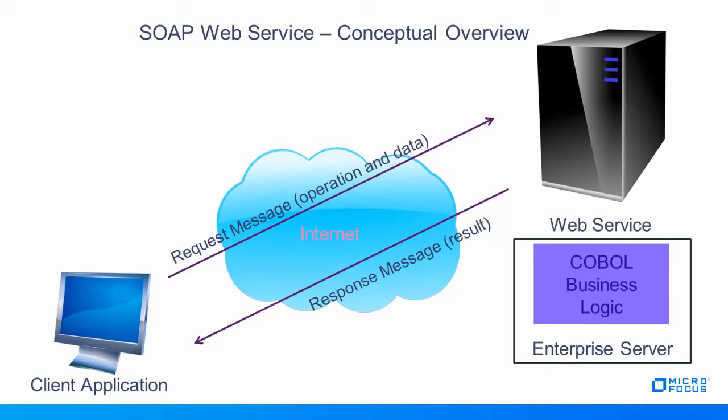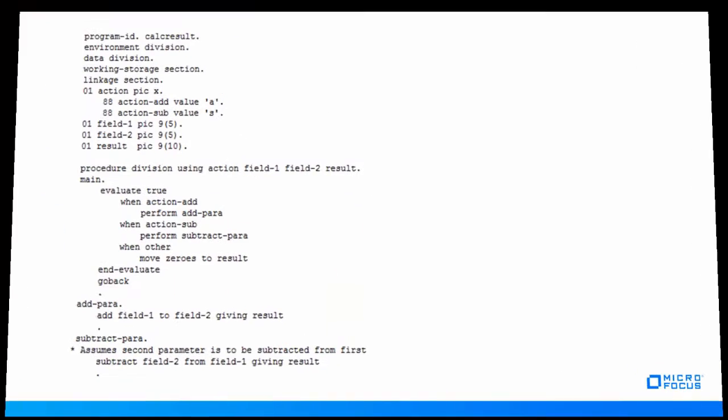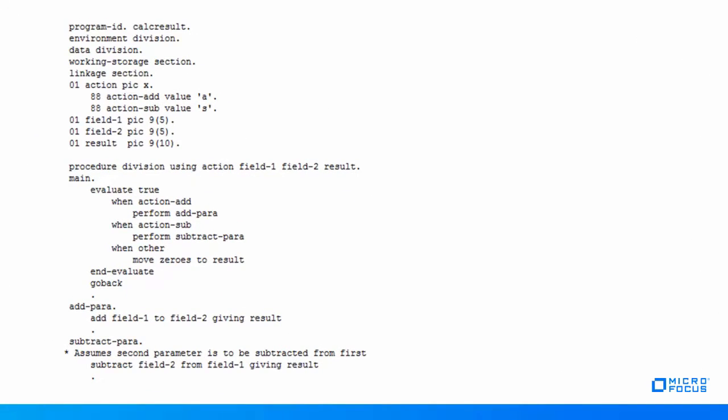Let's take a look at the steps required to implement a COBOL program as a SOAP web service in Visual COBOL. We'll start with a simple example COBOL subprogram. When called, this program can perform simple arithmetic calculations.